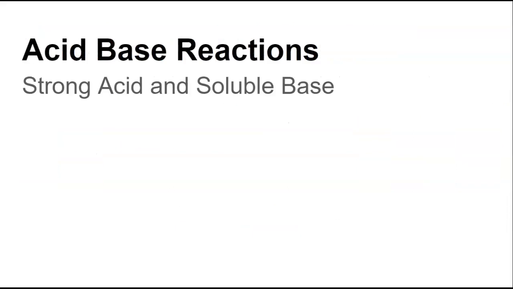The next set of examples are acid-base reactions. Strong acids and soluble bases are what we're going to look at first. So remember, when splitting things into ions, for acids, you can only split the strong acids, which you have a list of in your notes, into ions. If it's not one of those strong acids, you don't split it.